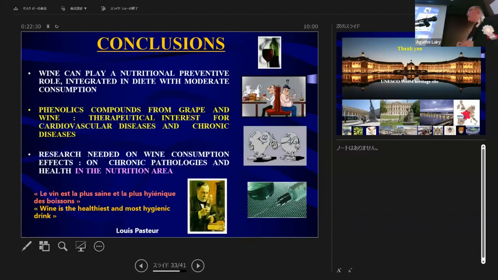Then to conclude, finally, what we can say is that wine can play a nutritional preventive role integrated in the diet with moderate consumption. Phenolic compounds from grapes and wine have some therapeutic interest for cardiovascular disease and chronic disease. And so we need to continue some research on the effect of wine consumption on chronic pathology and health in the nutrition area. And so we are here in this medical center Louis Pasteur. I just want to remember that our French scientist Louis Pasteur was saying that wine is the healthiest and most hygienic drink. And so I want to thank you for your attention.